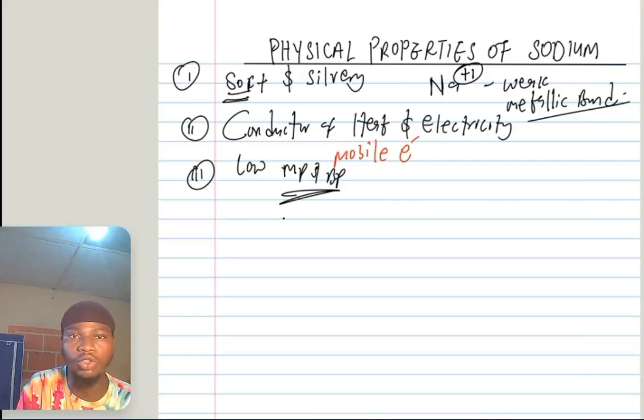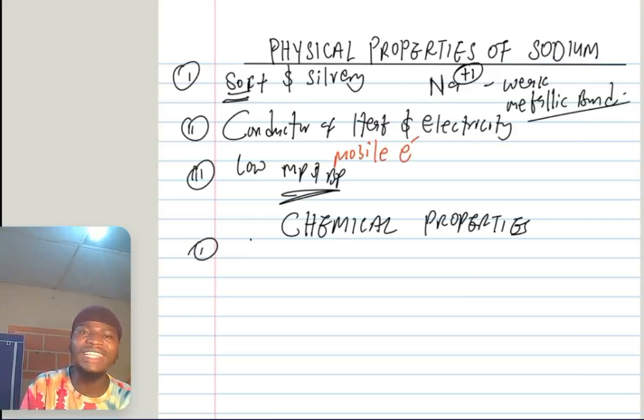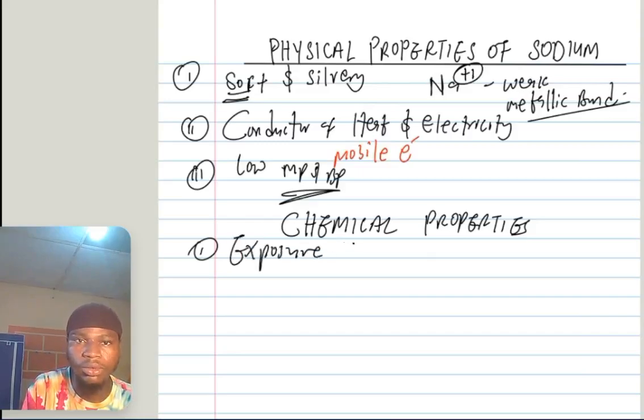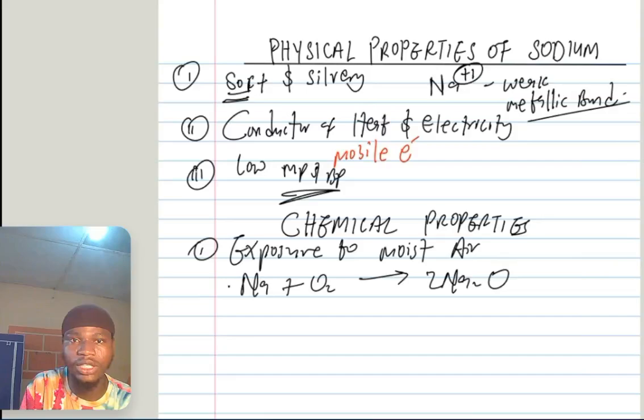Now the next one we are going to talk about is the chemical property. So let's look at the chemical property of sodium real quick. Number one chemical property: firstly, let's see what happens when we expose sodium to moist air. Remember, air will surely have oxygen. Therefore, sodium is able to react with oxygen to give me Na2O. If I balance the equation, this is what I have.